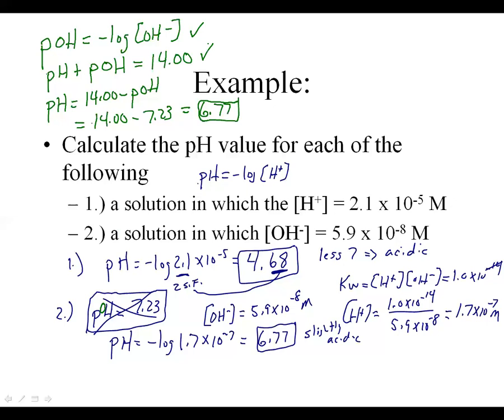So if you're given the OH minus like we were in the second part of this problem, you could take the minus log of it, which is the exact same calculation as pH, and that will get you the pOH, and then subtract from 14. So there are a few different ways you could get to these answers, and none of them is necessarily right or wrong. They all get you to the same place if you do it correctly. Any questions on that?